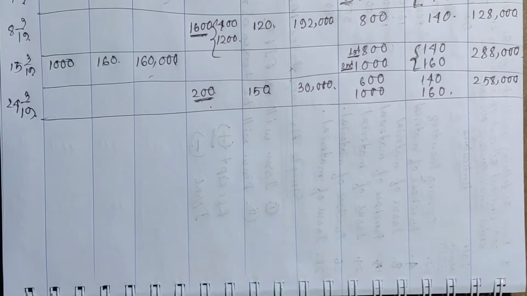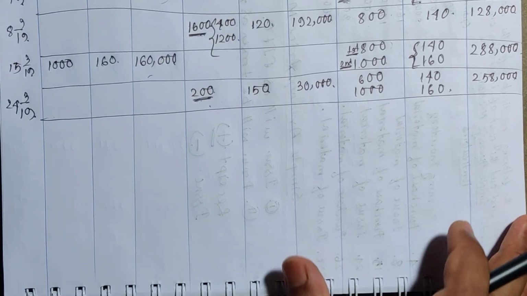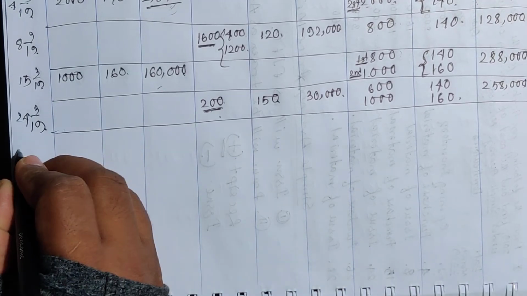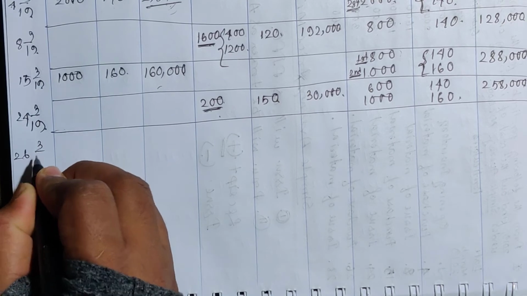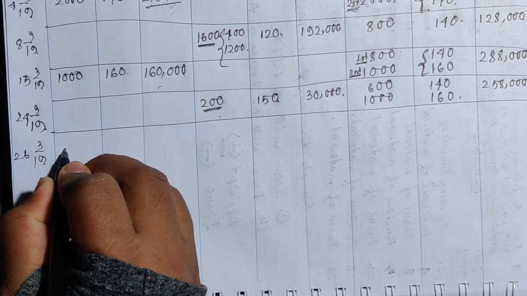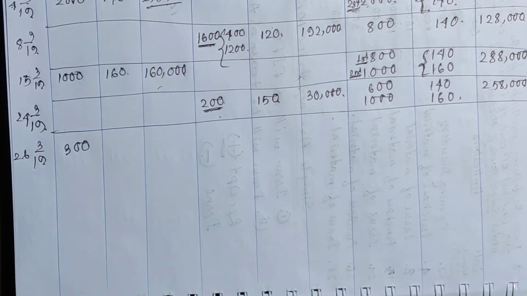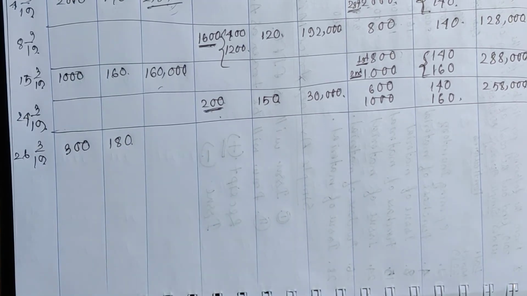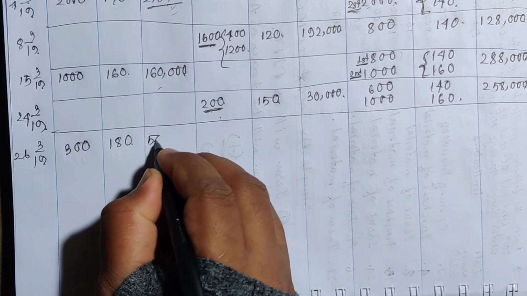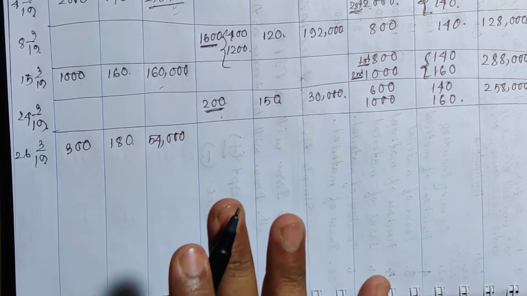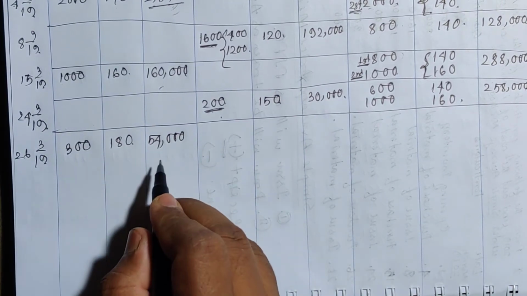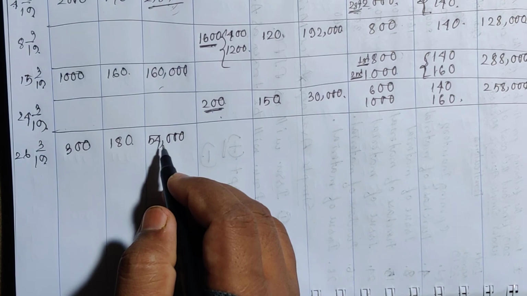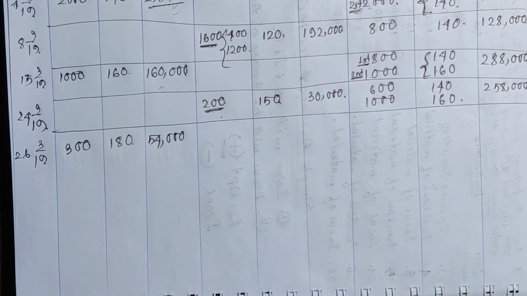Next, on the 26th of March, I have purchased another 300 units at a per kg price of 180. So the purchase part will go to the receipt column. 300 units, and per kg price is 180. So the total amount will be 54,000. So friends, I have said that a purchase will be added to the balance.